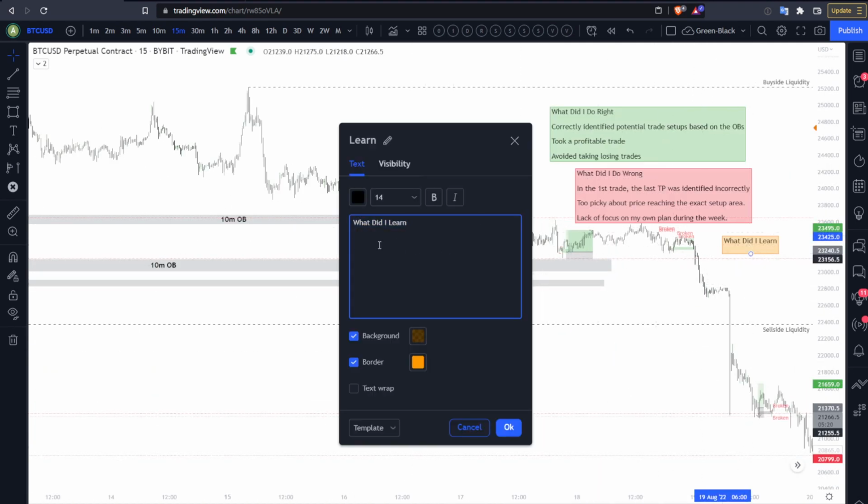So POC, fixed range tool in combination with the order block provides good confluence on my trade setup.